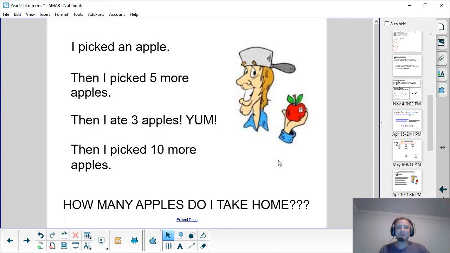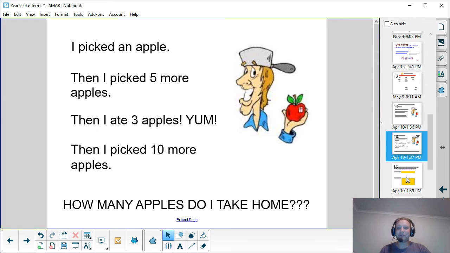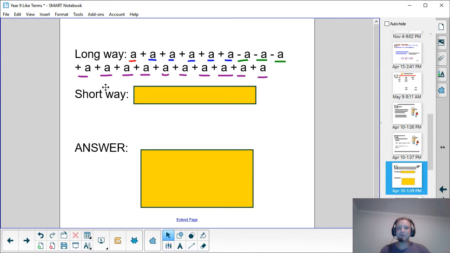And it might seem like this is a question we don't even need algebra for, really. But let's represent it algebraically to just show this concept of like terms. So the silliest way is to probably deal with our apples individually, the long way. Okay, so first he picked 1 apple. I put that one in red up here. Then he said he picked 5 more apples. So I've gone 1, 2, 3, 4, 5 more apples. And if you're keeping count at home, we're up to 6.